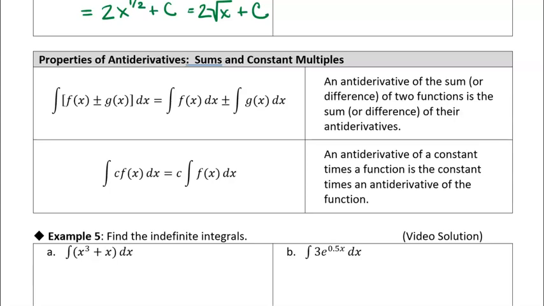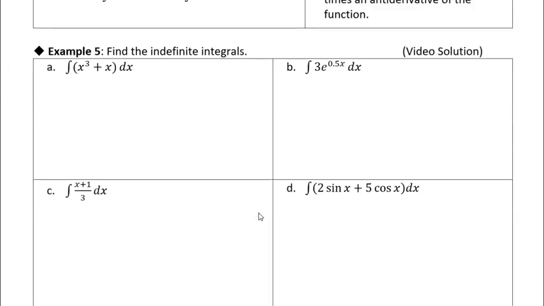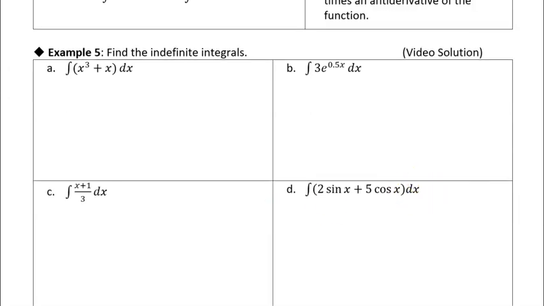All right, so just like we had rules for sums and differences and constant multiples of derivatives, we have analogous rules for sums and differences and constant multiples of antiderivatives. And so these work out nicely. Like I said before, there's no product rule, there's no quotient rule. But the sum and difference rule works out pretty well, and for a constant multiple we can just pull that constant multiple out and find the antiderivative of the function. So let's look at example 5 and practice using these rules.